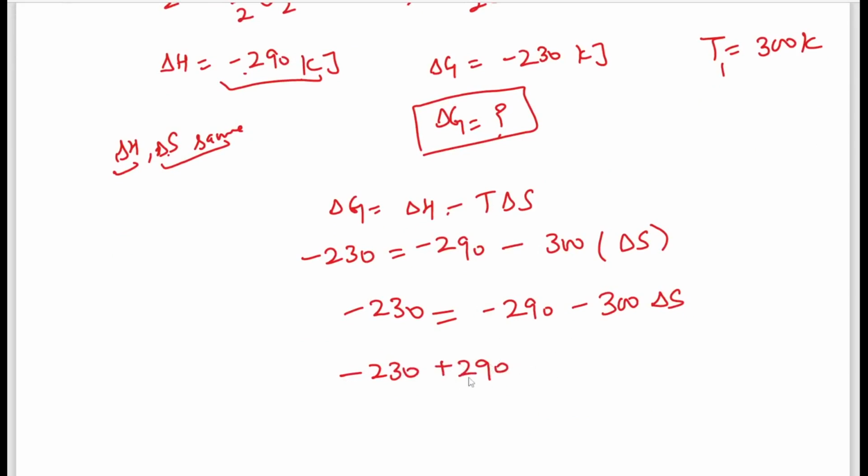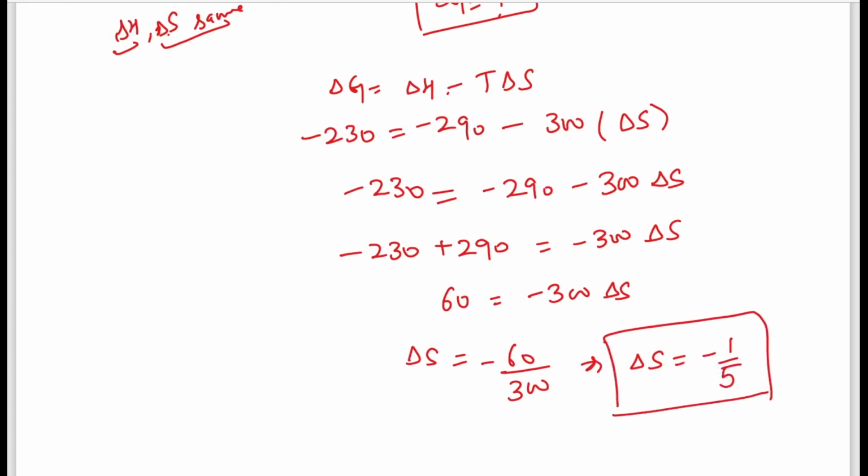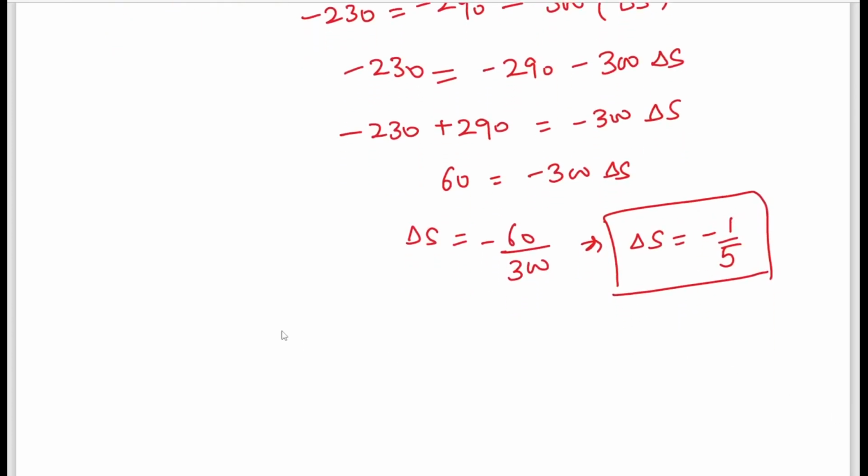Consider 290 in this side. This will be 60. Divide 300 by 60. So the change in entropy will be minus 1 over 5. Okay. Now we will use this value to find the change in Gibbs energy.